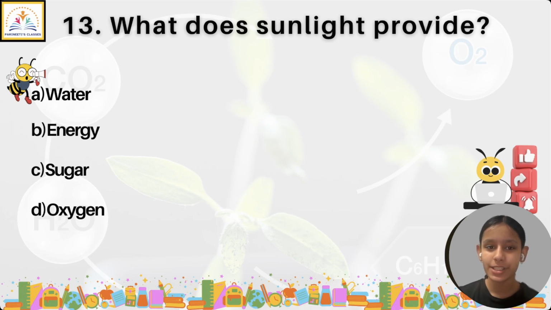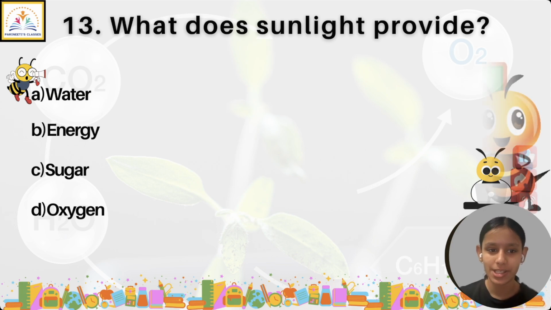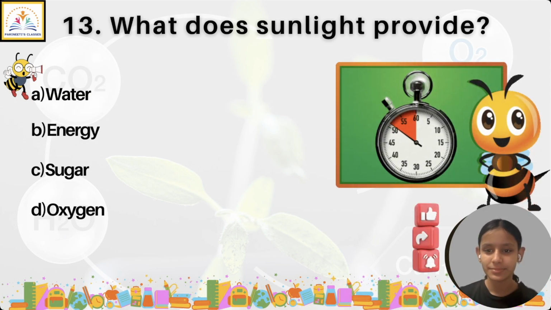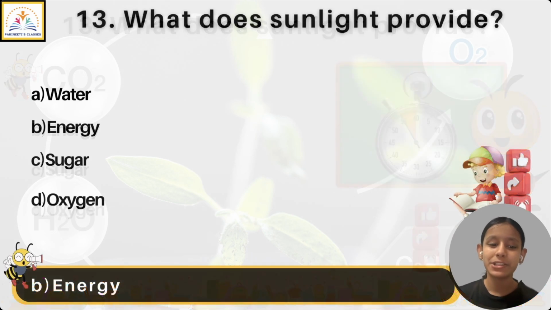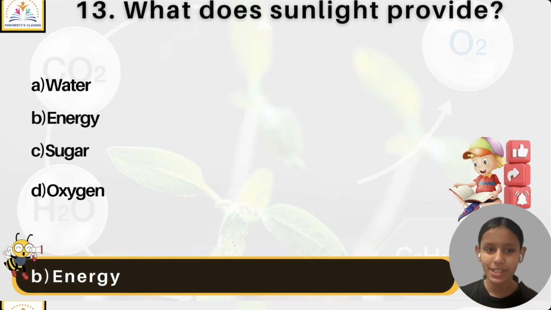The 13th question is, what does sunlight provide? Option A, water. Option B, energy. Option C, sugar. And option D, oxygen. The correct answer is option B, energy.